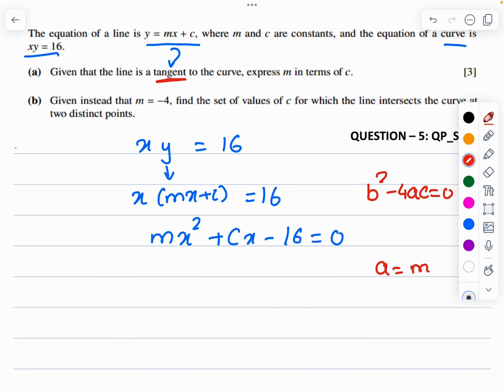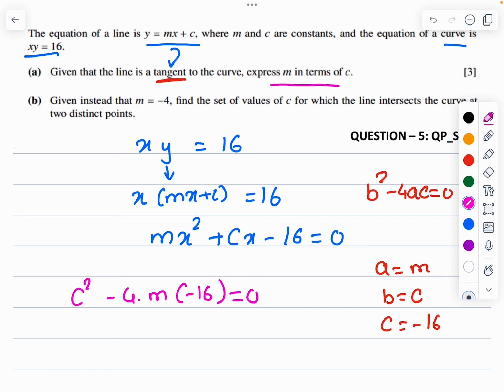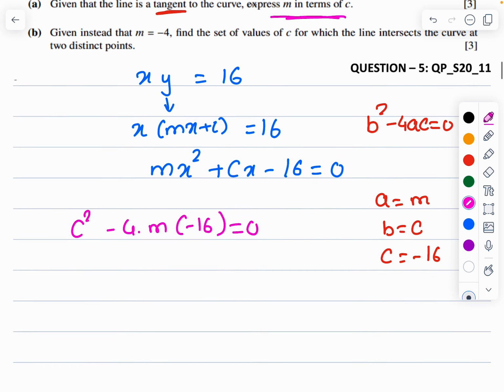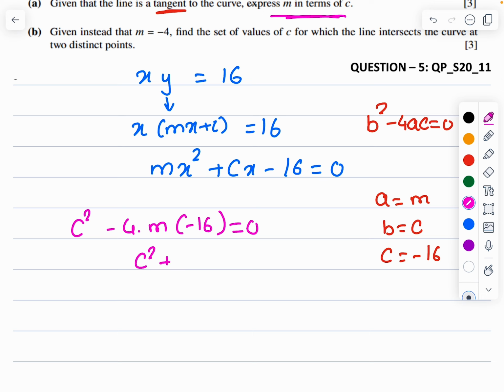So what is the a value? m. What is the b value? c. And what is the c value? Negative 16. So b² is c², minus 4 times m times negative 16 equals 0. It is asked m in terms of c, so we need to make m the subject. So c² + 64m = 0. 64m = -c², m = -c²/64. That's going to be the answer.